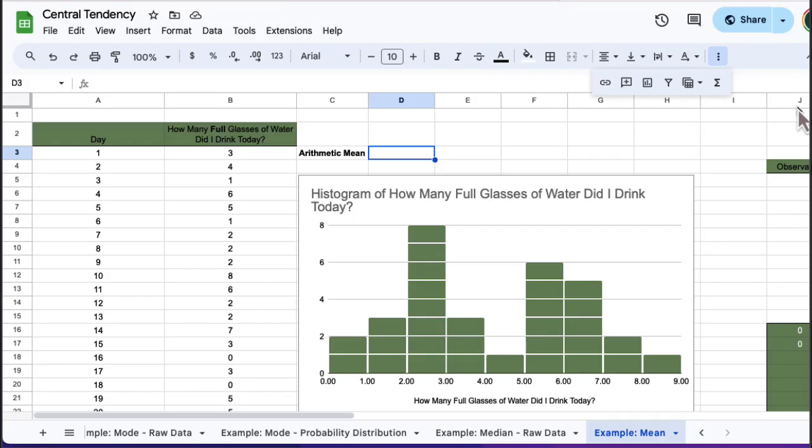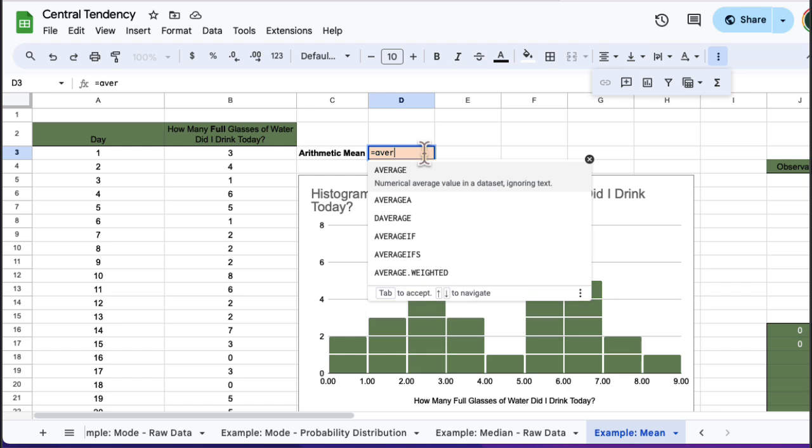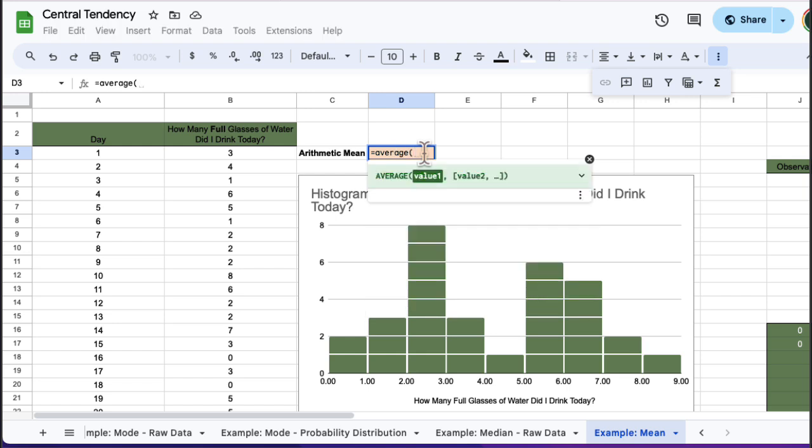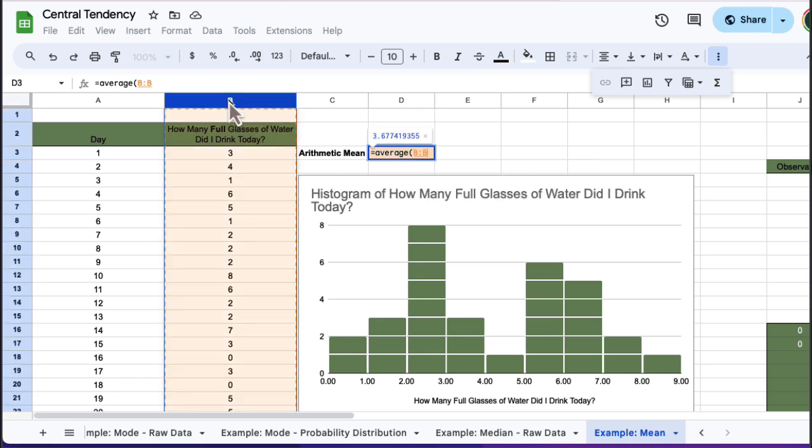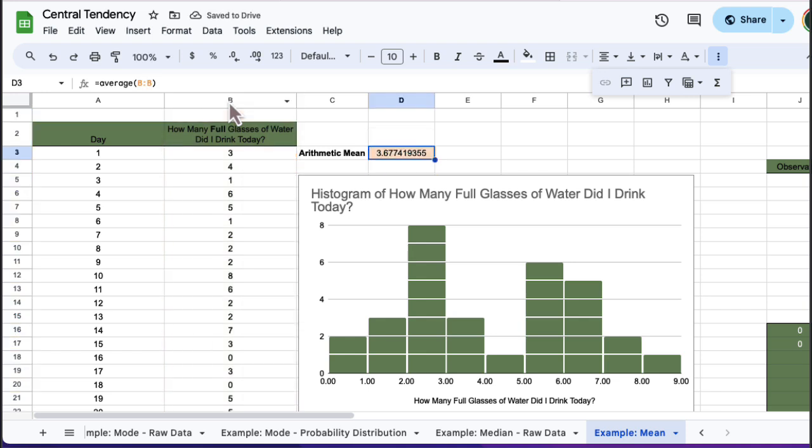Let's see how to calculate an arithmetic mean in Google Sheets. I am going to simply head over, and in any cell I like, I'm going to press equals average. Notice it's not mean, it's average. We speak about the mean pretty regularly in statistics, but same thing. And in Google Sheets, you're going to write average. And then I'm just going to go down column B, and I get this value of 3.677419.